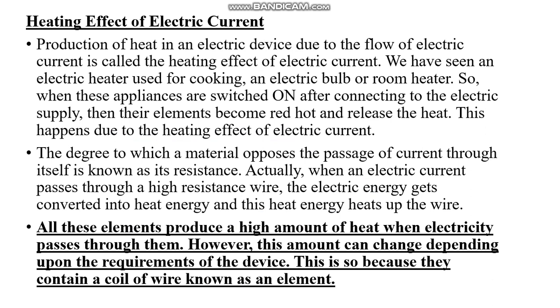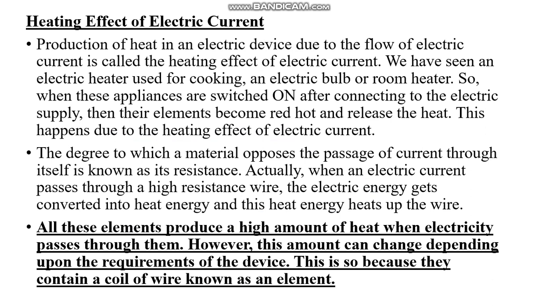When an electric current passes through a wire, the wire gets heated up. This effect we call the heating effect of electric current. The production of heat in an electric device due to the flow of electric current is called the heating effect of electric current. We have seen an electric heater used for cooking, an electric bulb or a room heater.